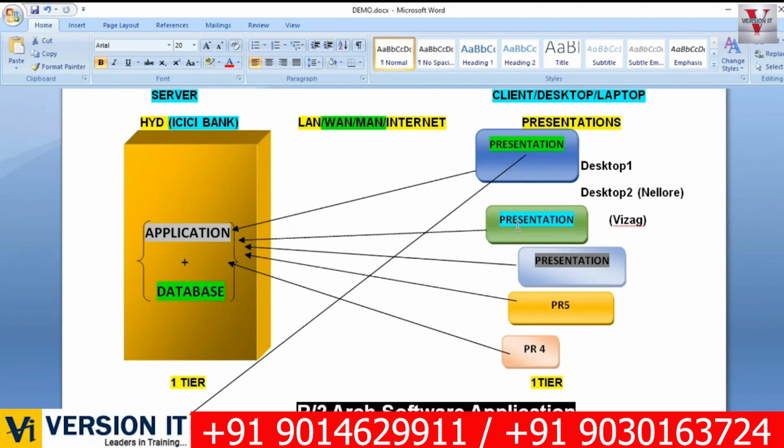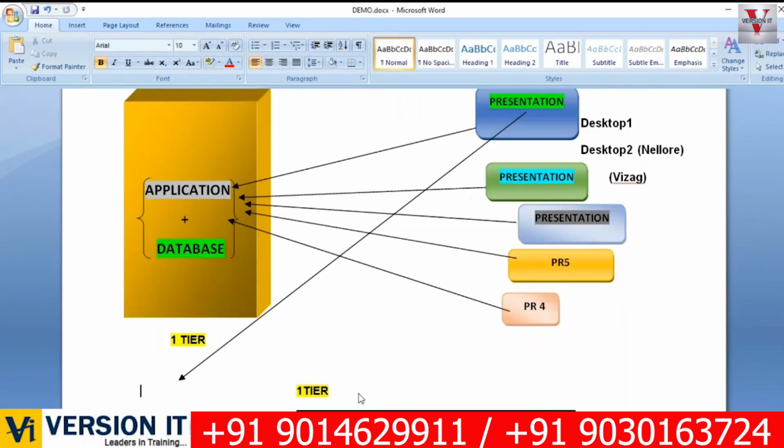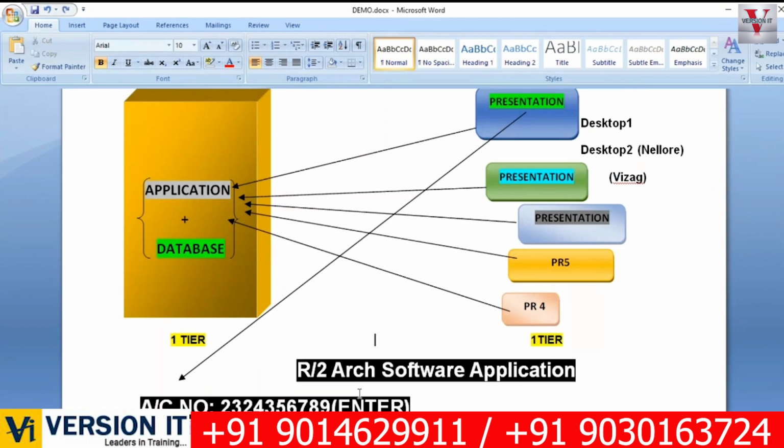Let us have an example now. ICICI Bank used to run their business on mainframe at one point of time. Today they run on SAP, but at one point of time they were on mainframe. Let us understand how this mainframe does business, how a mainframe works. And after understanding that, let us think about the loophole of R2 architecture.